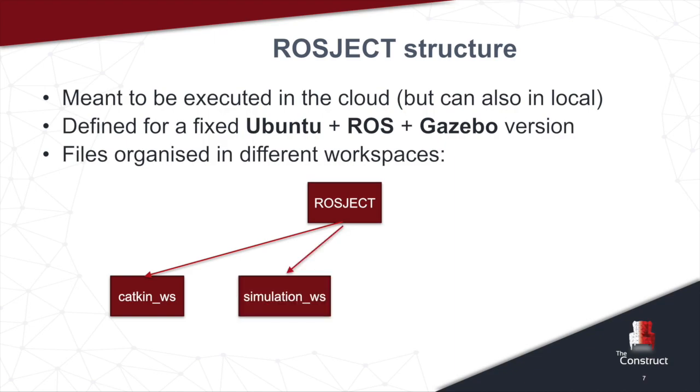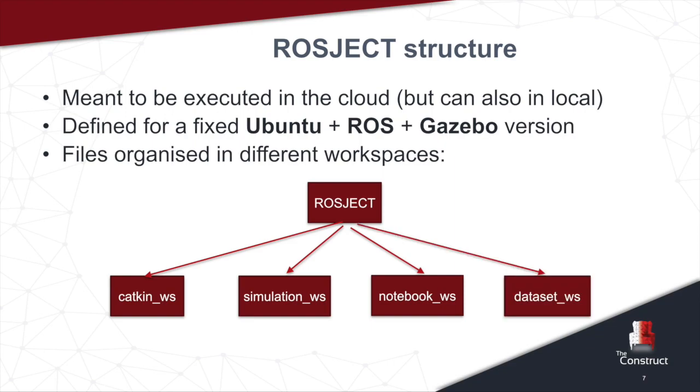Then we have a simulation workspace. It is about all the files related to the simulation only. So we are separating here the ROS code of the algorithms from the simulation in two different workspaces. Then we have another workspace, the notebook workspace, that contains everything related to the documentation that we are going to create for this specific ROSject, explaining how to reproduce the results, the steps that are required and the expected results. And then finally we have another workspace that is going to contain the data sets, in case that we need it, of course.